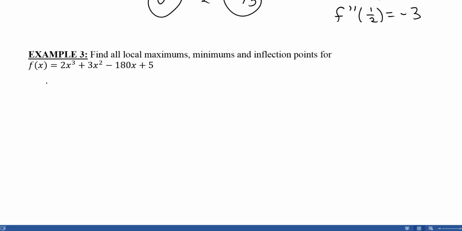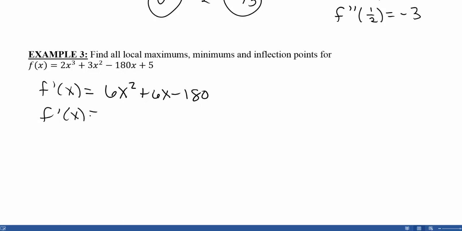So let's start by finding the first derivative here. The first derivative will help us find the critical points, which we need to identify local maximums and minimums. So the first derivative here is 6x^2 + 6x - 180. I want to know when the first derivative equals 0. I'm going to factor out a 6 here to try to make my work a little bit easier to factor.